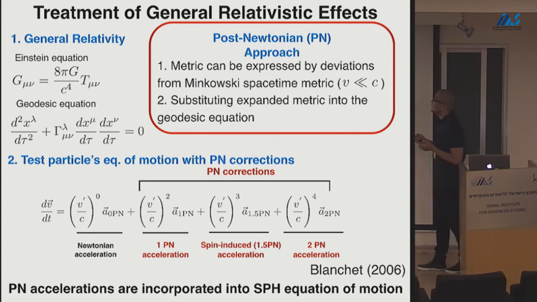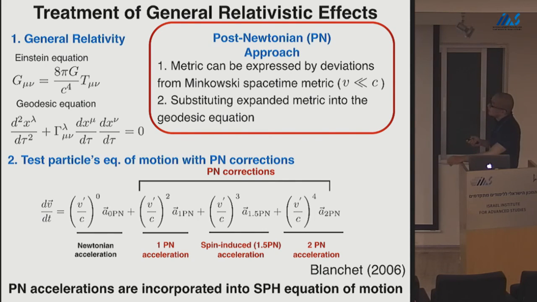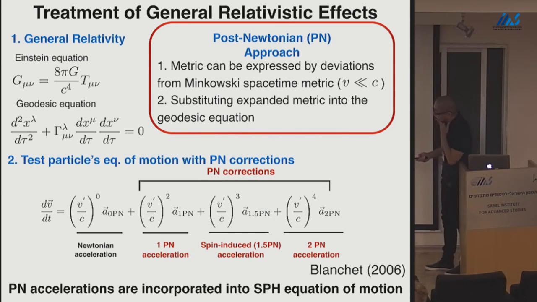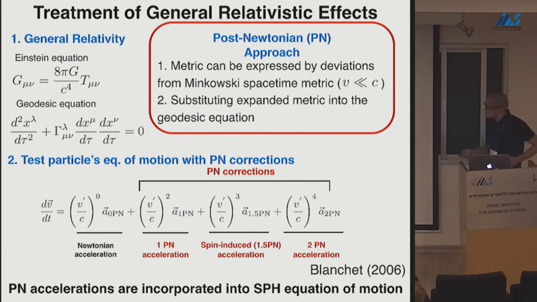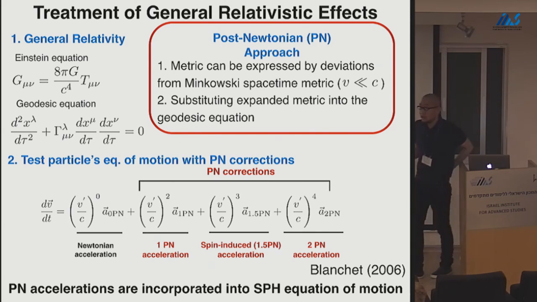Similarly, in the post-Newtonian approach, the metric can be expressed by deviations from the Minkowski flat space-time metric, because of the weak gravitational field. Substituting the expanded metric into the geodesic equations, we finally get the test particle equation of motion with post-Newtonian corrections like that. This is a Newtonian term and a 1PN term, and this is a spin-induced acceleration term and a 2PN term. So these post-Newtonian accelerations are incorporated into the SPH equation of motion.